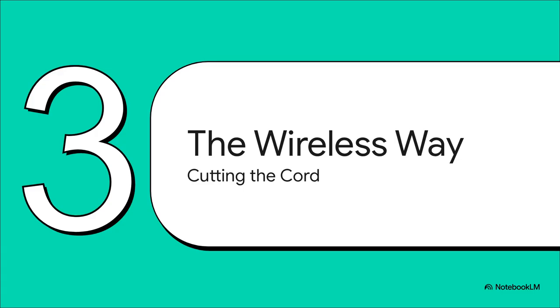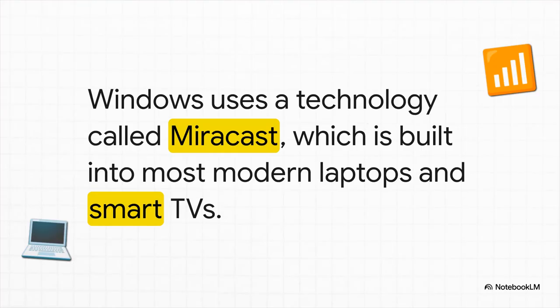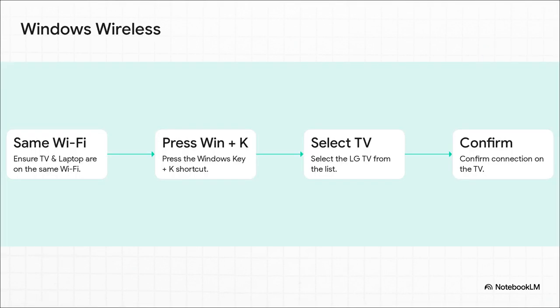Okay, on to path number two, the wireless way. This is for all of you who want to cut the cord and connect with that sweet, sweet freedom of Wi-Fi. On a Windows machine, the magic behind this is a technology called Miracast. It sounds kind of techy, but don't worry, it's already built into most modern laptops and smart TVs. You already have it. Now, listen up, because this is the most important part. For this to work, your laptop and your TV have to be on the exact same Wi-Fi network.